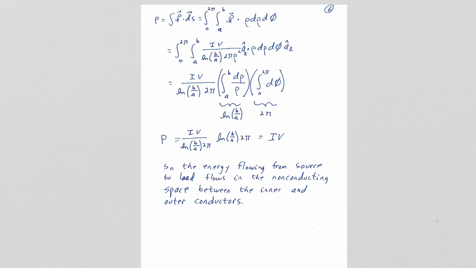So the energy flowing from the source to the load flows in the non-conducting space between the inner and the outer conductors, even in the case of DC. The power is not carried by the electrons flowing in the wires, but by the electric and magnetic fields outside the wires.